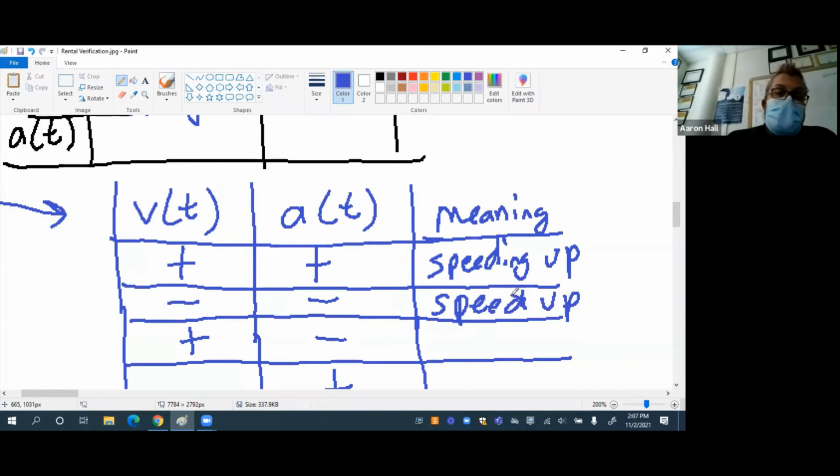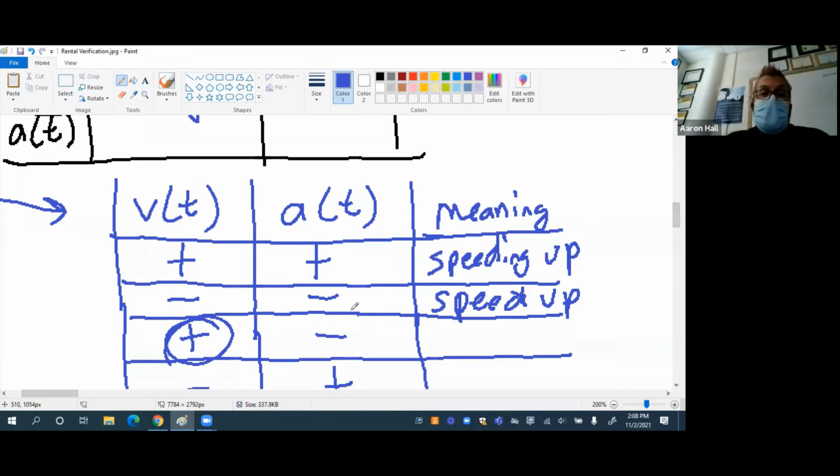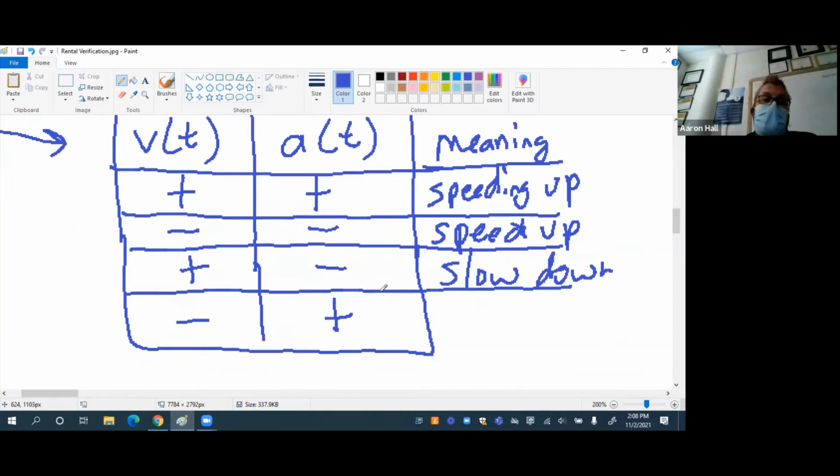All right, let's look at the next one. What does a positive velocity mean? I'm moving to the right. What does a negative acceleration mean? My vector of acceleration is pointed to the left. If my velocity is pointed to the right and my acceleration is pointed to the left, what happens to me? I slow down. What if my velocity is pointed to the left and my acceleration is pointed to the right? Yeah, I slow down.